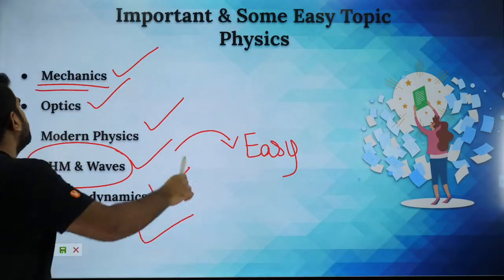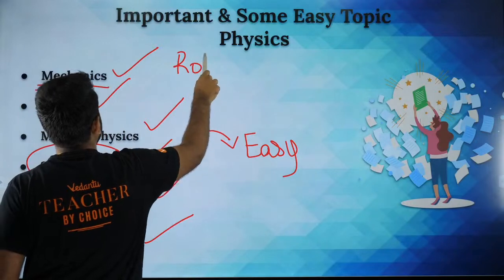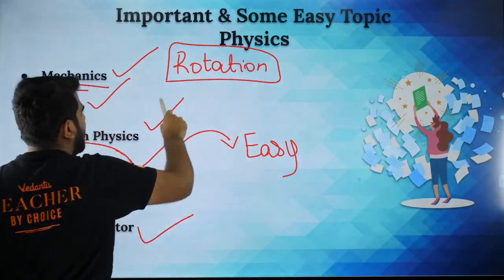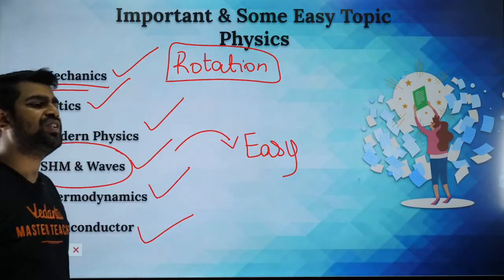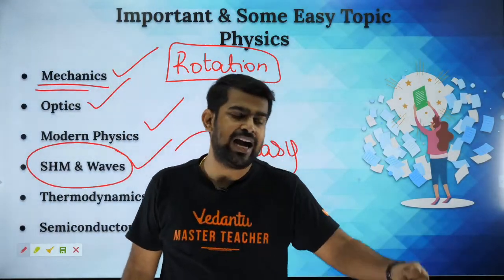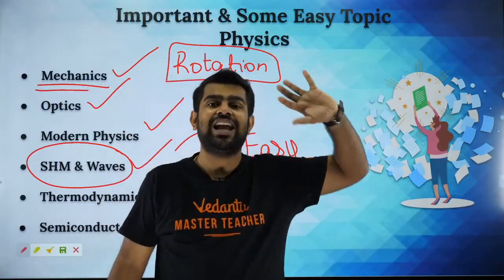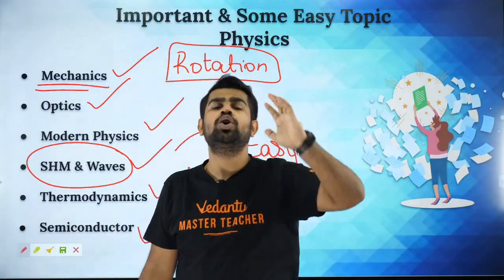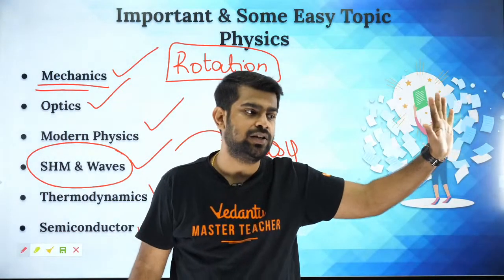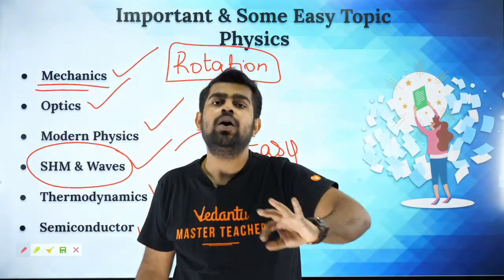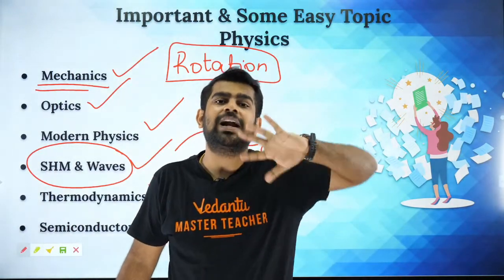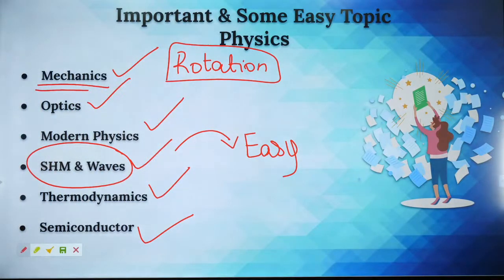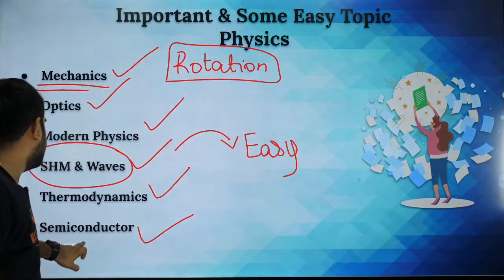So in mechanics, I would say rotation is a bit difficult. Usually students find rotation hard, but 1 dimension and 2 dimension, I think mechanics is easy, because most of the time, if you solve HC Verma and Irodov, you should be able to handle anything from mechanics. Only rotation is a bit difficult, but otherwise everything else is slightly easy. Got it? So with that, shall I move forward, everybody?